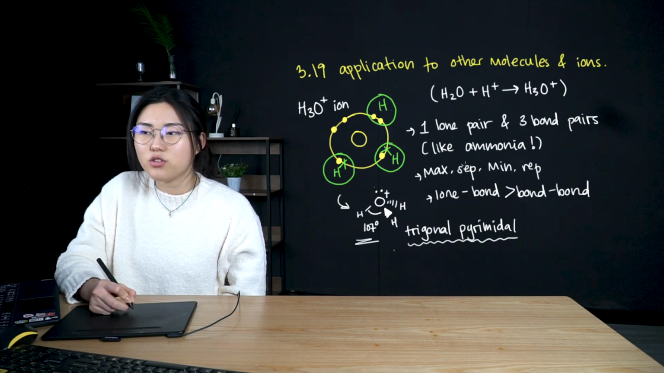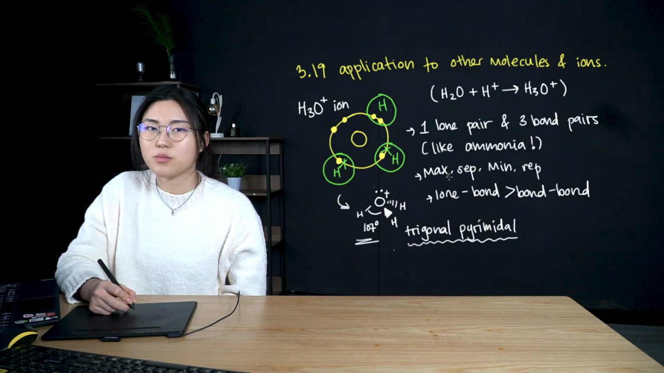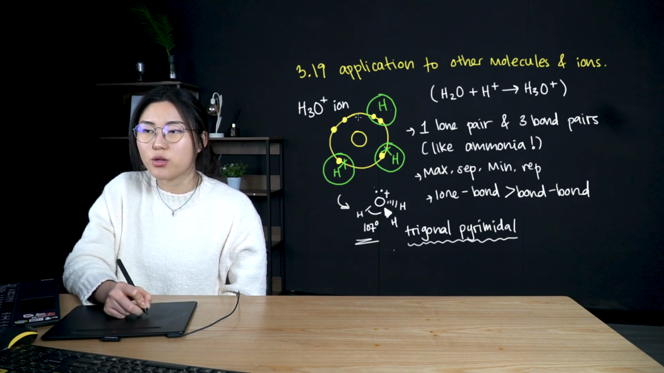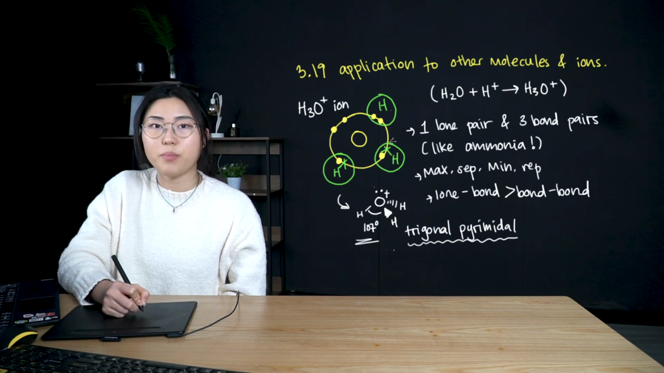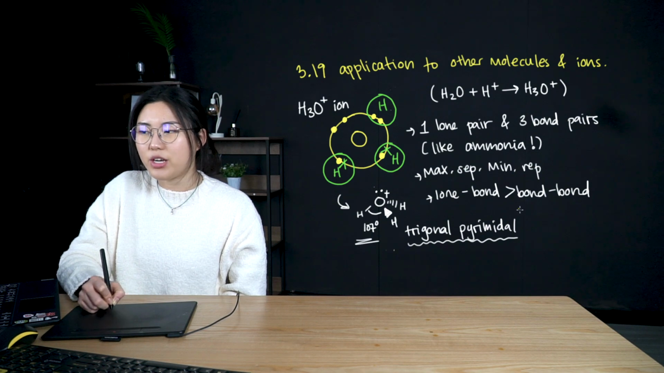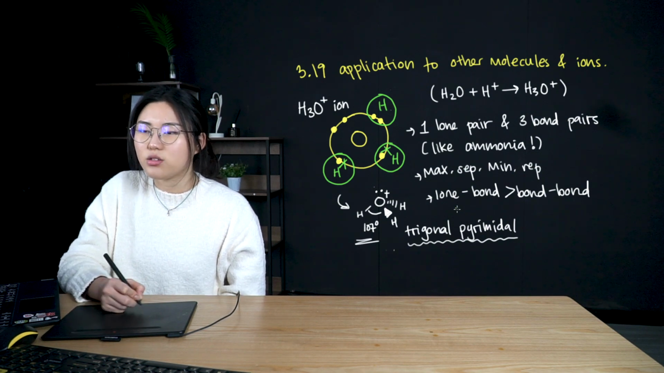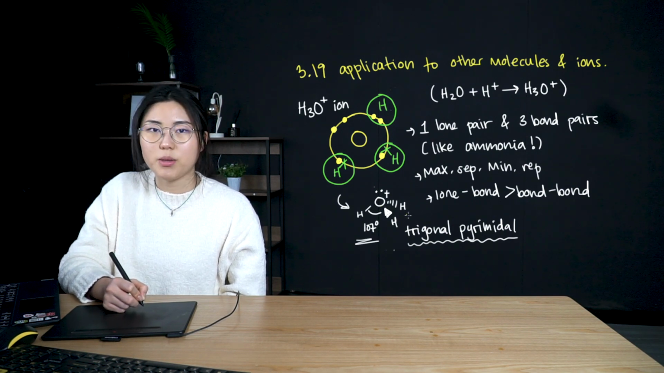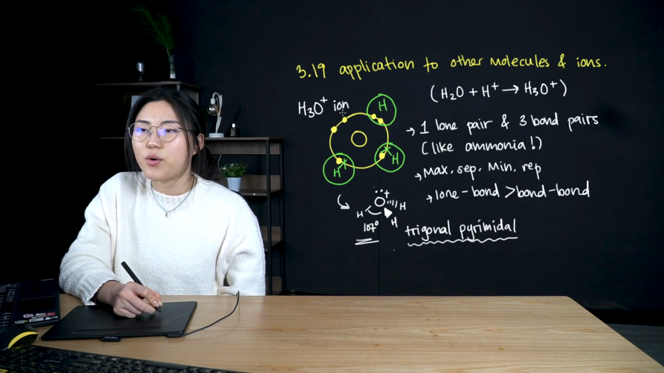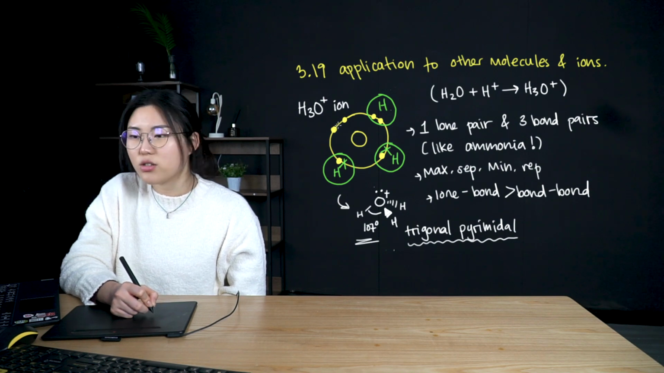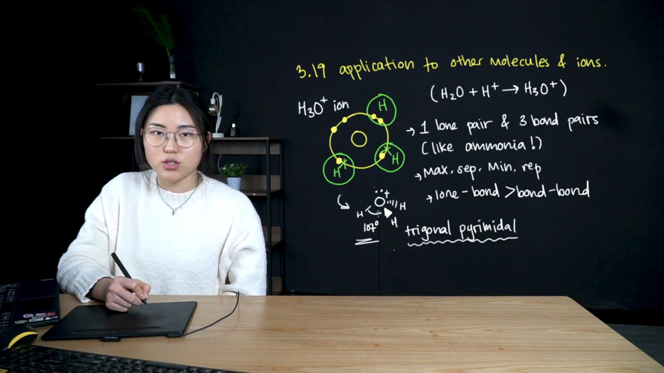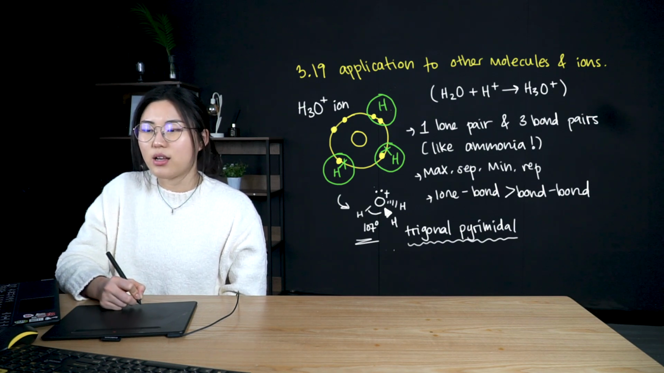So again, just mention that they are going to have maximum separation and minimum repulsion. And because there are 2 different repulsions over here, we have lone pair, bond pair repulsion, and bond pair repulsion, right? And bond pair repulsion is a weaker repulsion. And yeah, so which shape did ammonia have? It had a trigonal pyramidal shape, right? So therefore, H3O plus ion is also going to have a trigonal pyramidal shape with the same bond angle, 107 degrees. And let's look at 2 more examples.